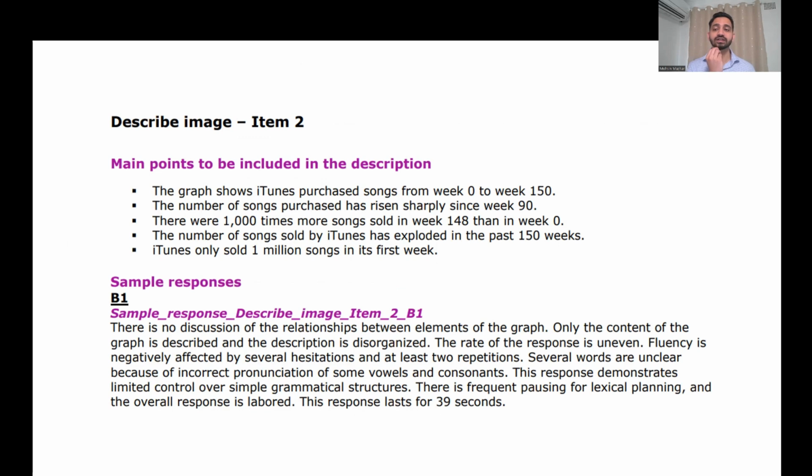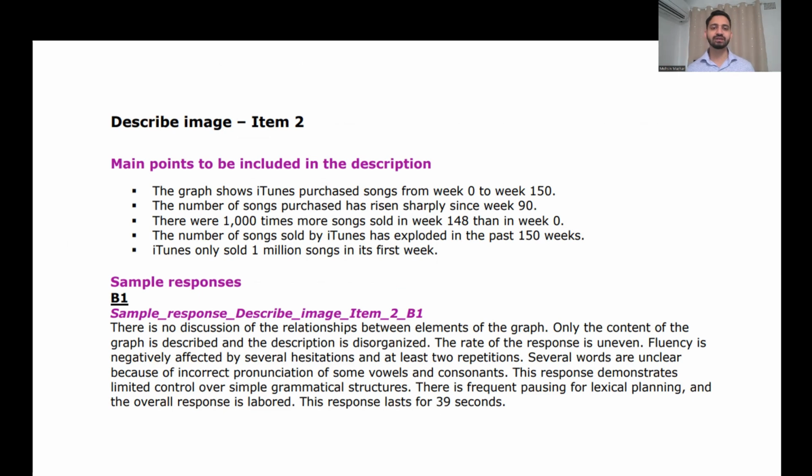Okay, so this one again, you can score C1, and we're going to look at this explanation here, but look at the kind of points that you can gather here. So it gives you some points. The graph shows iTunes purchase songs from week 0 to week 150. That's fine. We talked about that. The number of songs purchased has risen sharply since week 90. Okay, we talked about that as well. We noticed that trend from week 90 to week 150.